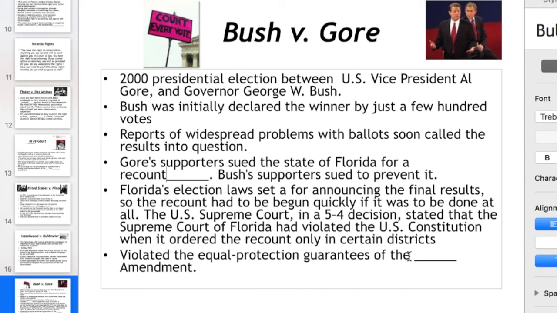The Supreme Court, in a 5-4 decision, stated that the Supreme Court of Florida had violated the U.S. Constitution when it ordered the recount of only certain districts, so it violated the 14th Amendment.